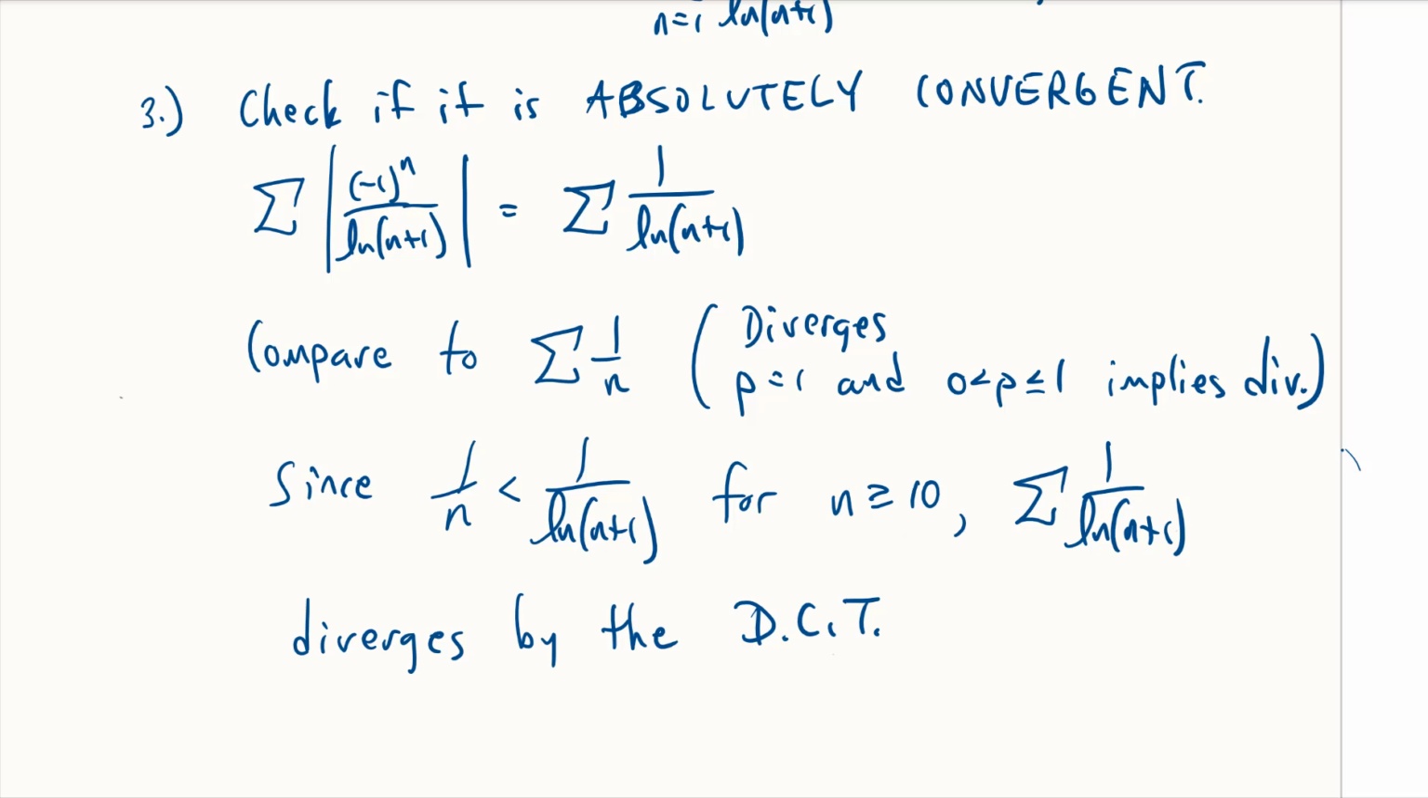We could do the integral test, I think. Maybe not. Do we know the antiderivative of 1 over natural log of n plus 1? We might not. So maybe the integral test would not be a good choice there. I'd have to give that a whirl. But the direct comparison test works. Using your calculator to check which terms are bigger, that's fine. We can lean on that a little bit. We have it available.